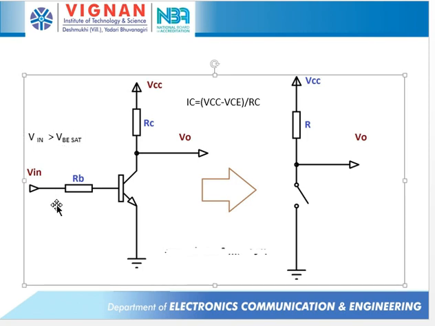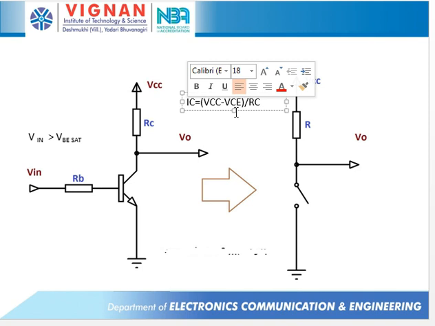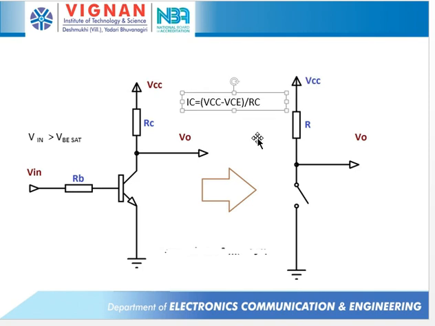Now let us see, for example, let us assume we are applying Vin greater than VBE saturation, so our transistor is in on condition. That means whenever the base to emitter potential is greater than VBE saturation, the device will be in saturation region. If the device is in saturation, the amount of current flowing through the device can be identified with the help of this expression: IC equal to VCC minus VCE by RC.